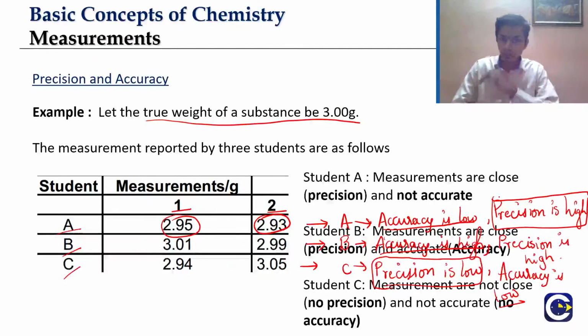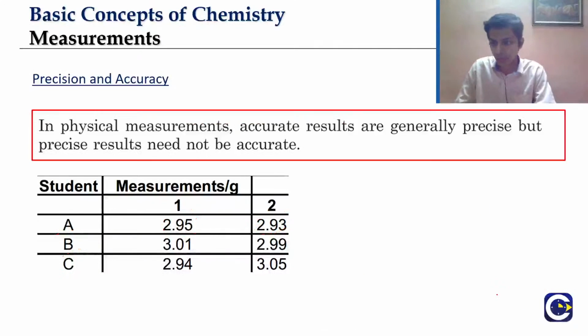Okay, fine. So as we correctly found out, measurements are close for A and not accurate. Measurements are close and accurate. Measurements are not close and no accuracy. So in physical measurements, this is what our conclusion is.